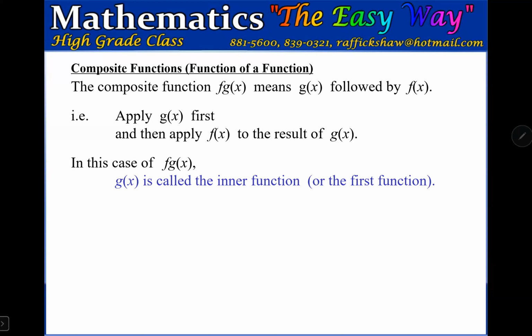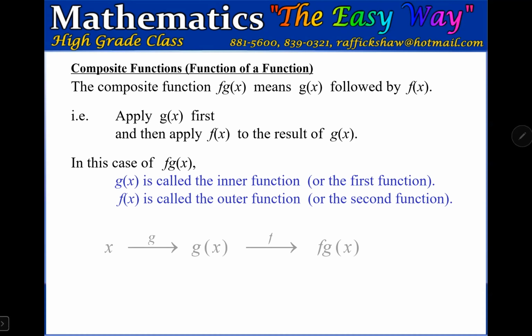So it's like the washing machine. The g is like the washing part of the machine. And then the f is called the outer function or the second function. That is what is going to take place second. The f is going to take place second. So that is like the drying part now. I'm going to dry the clothes second.